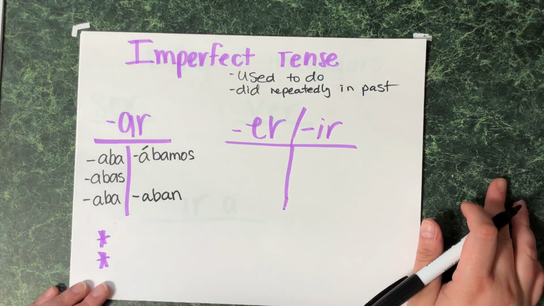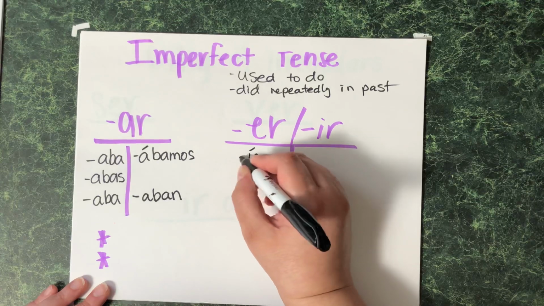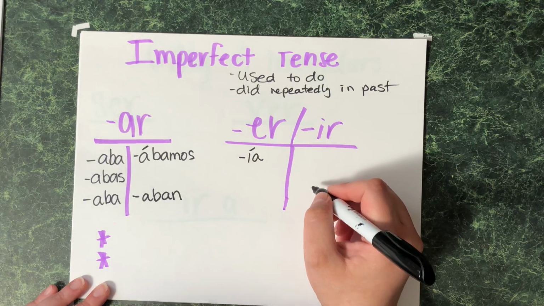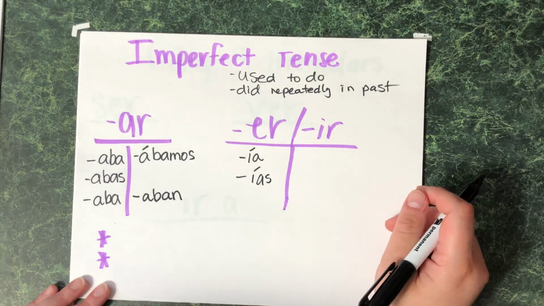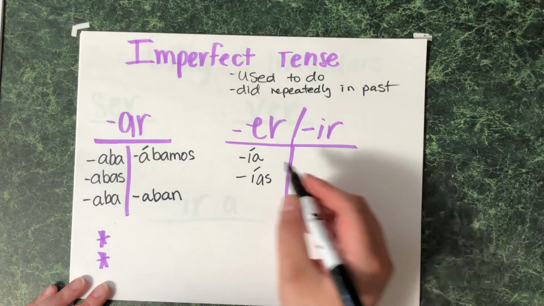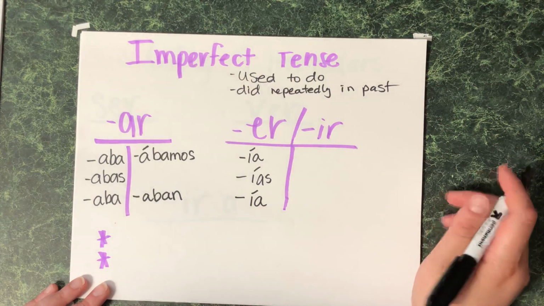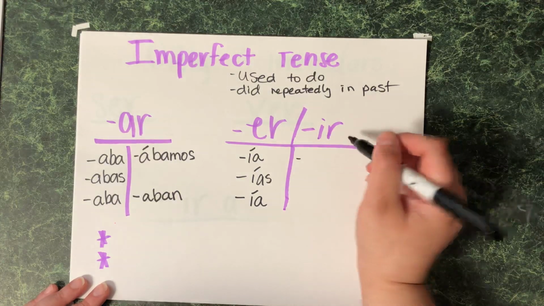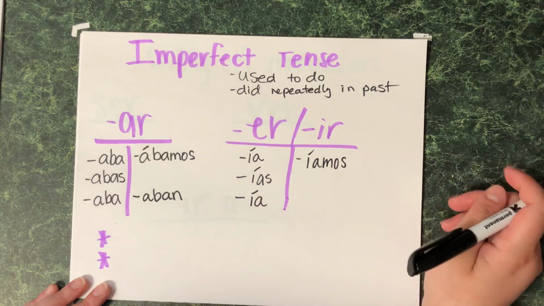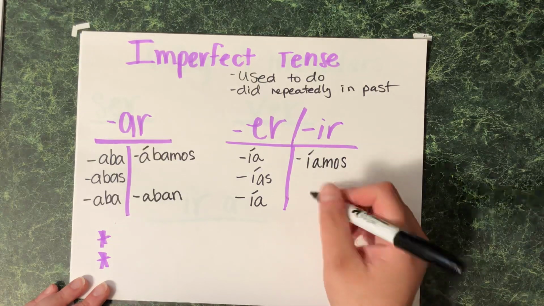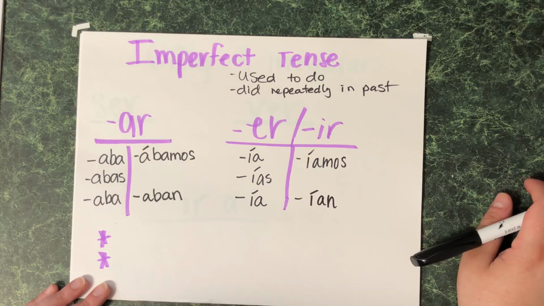ER and IR verbs, they are going to use the same endings. We have -ía for yo. I'm going to put an accent mark over the I. -ías for tú, accent mark over the I. -ía for él, ella, and usted. For nosotros, any guess, guys? -íamos. Don't forget your accent. And -ían for the last one.